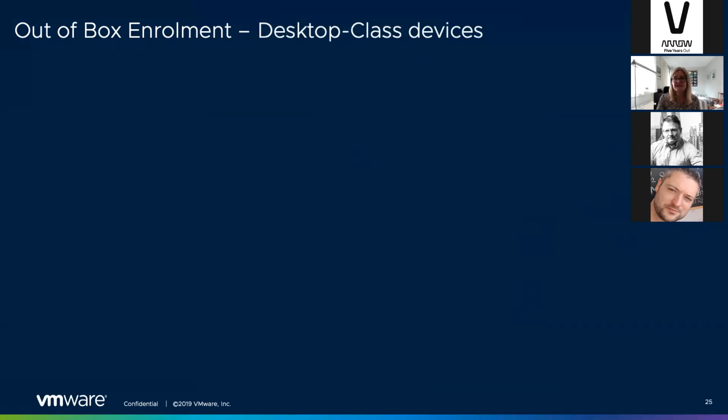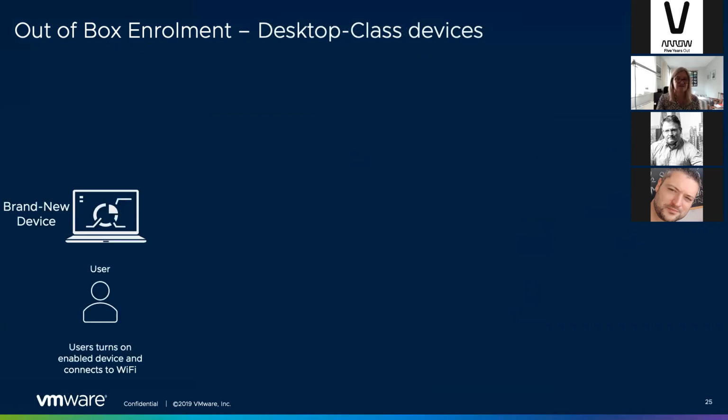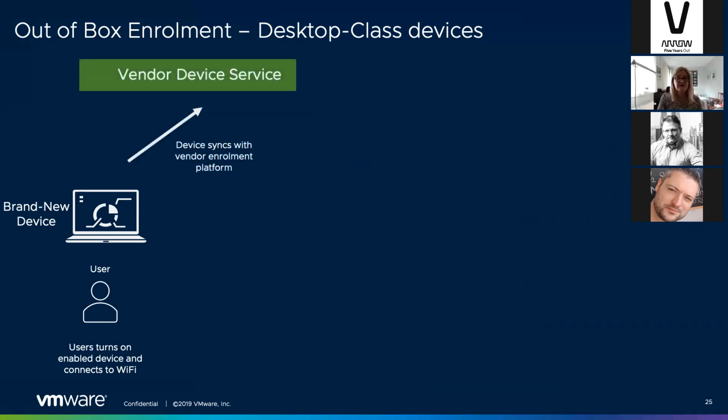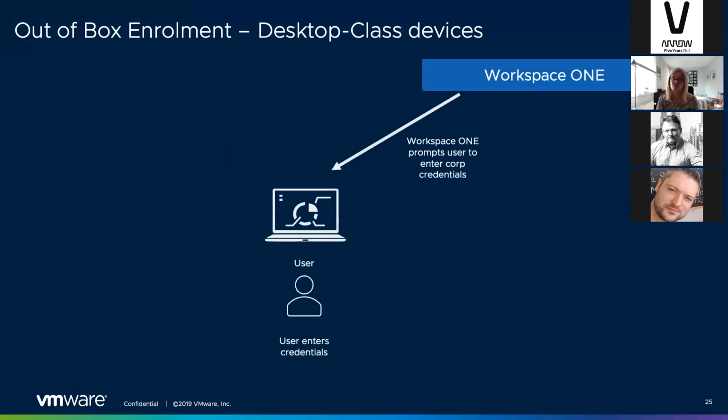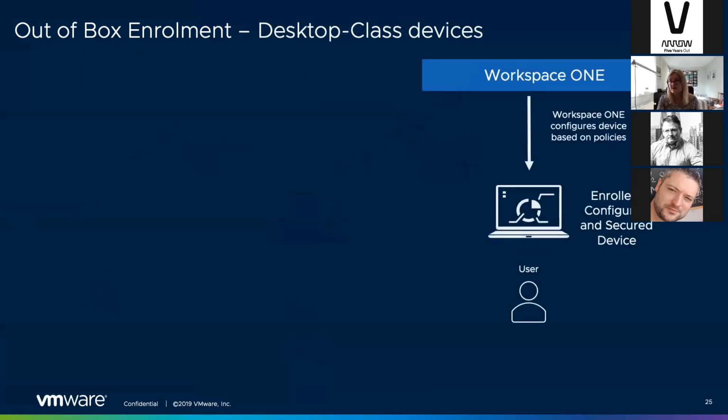And we can do exactly the same thing with desktop class devices. So you get a brand new device. It could be Apple, it could be Windows. The user turns on and enables the device and connects to Wi-Fi. The device syncs with the vendor enrollment platform, and the vendor service directs the device to Workspace ONE. Workspace ONE prompts the user to enter corporate credentials, and then Workspace ONE configures the device based on policies. The device is enrolled and secure.